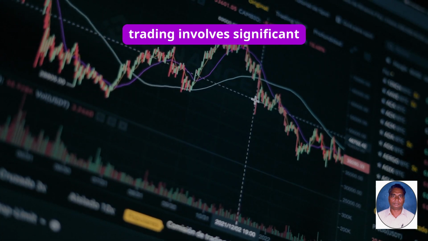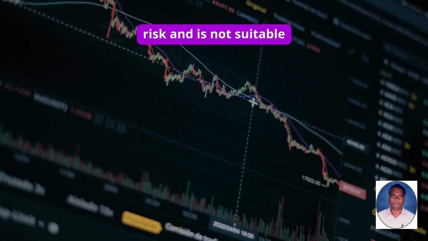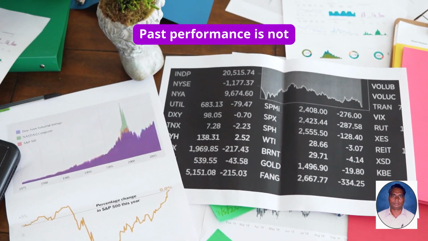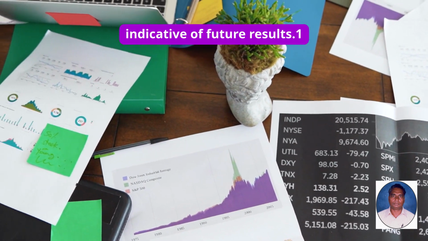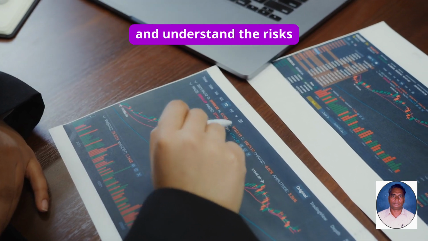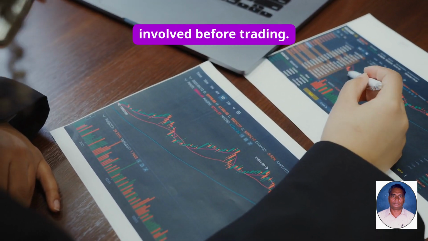Remember that options trading involves significant risk and is not suitable for all investors. Past performance is not indicative of future results. It's crucial to do your own thorough research and understand the risks involved before trading.